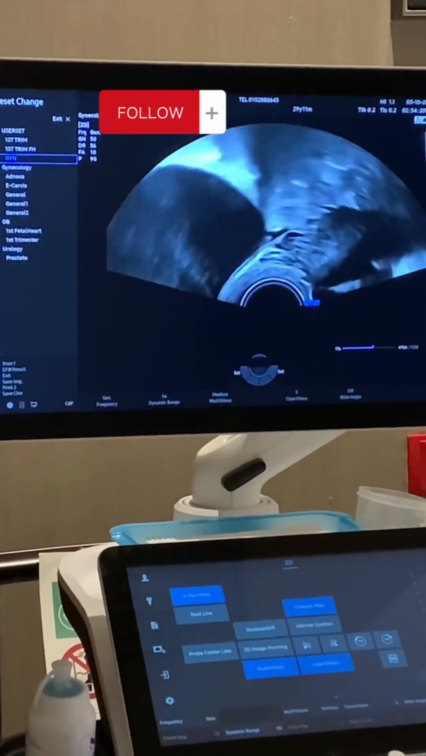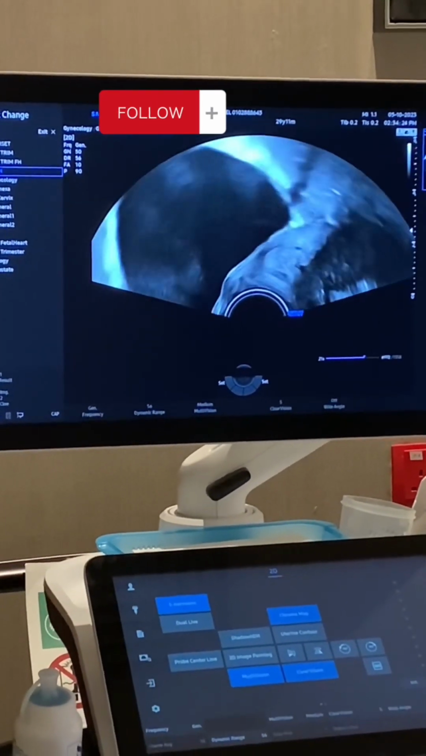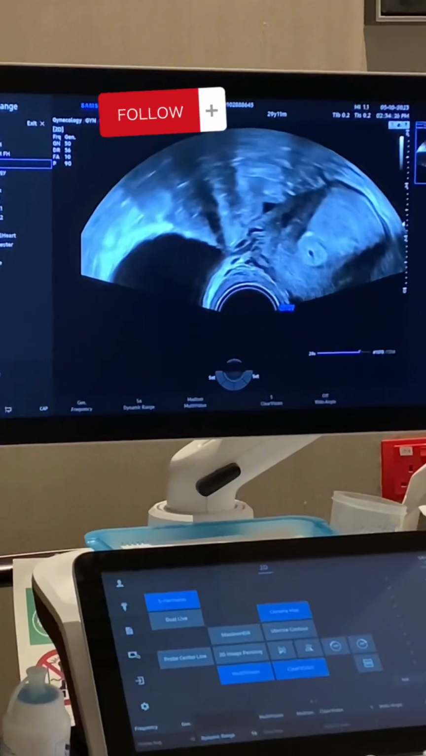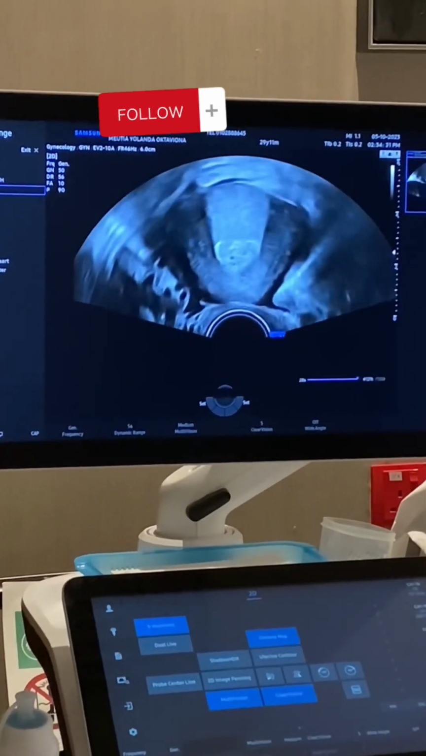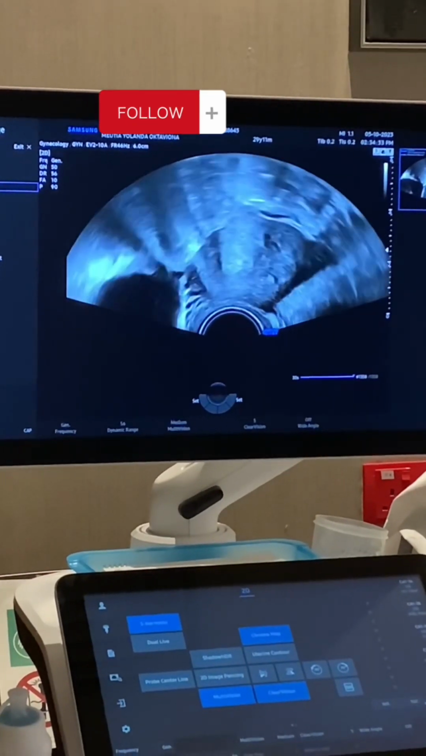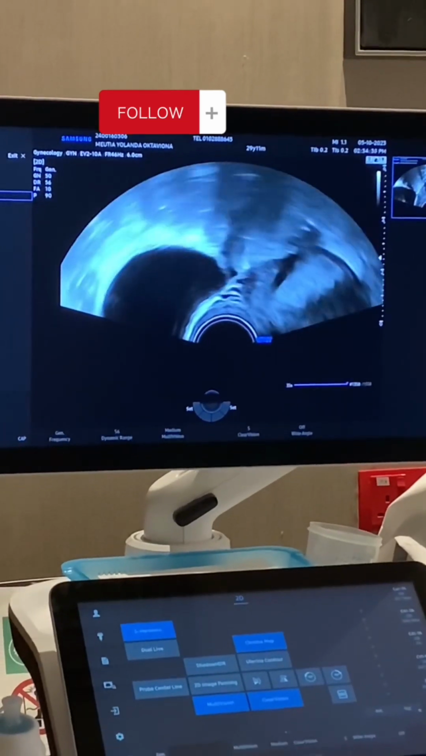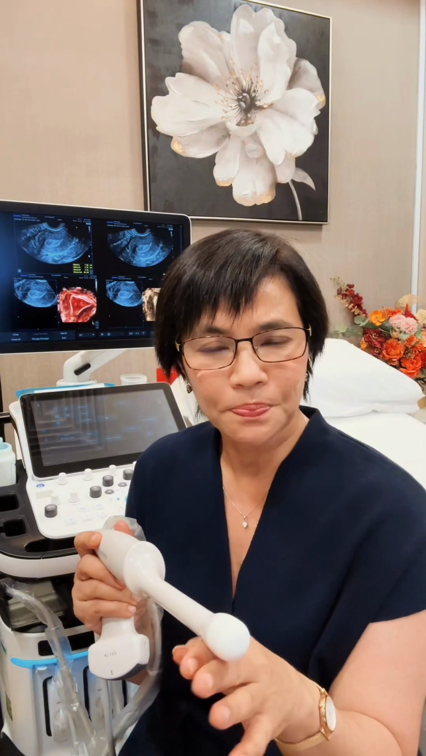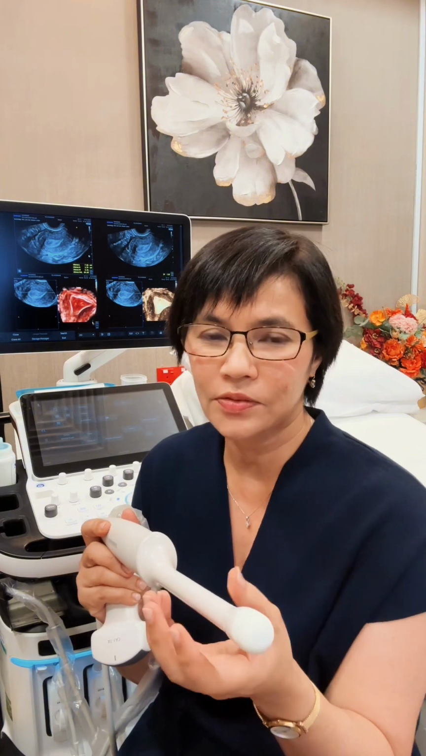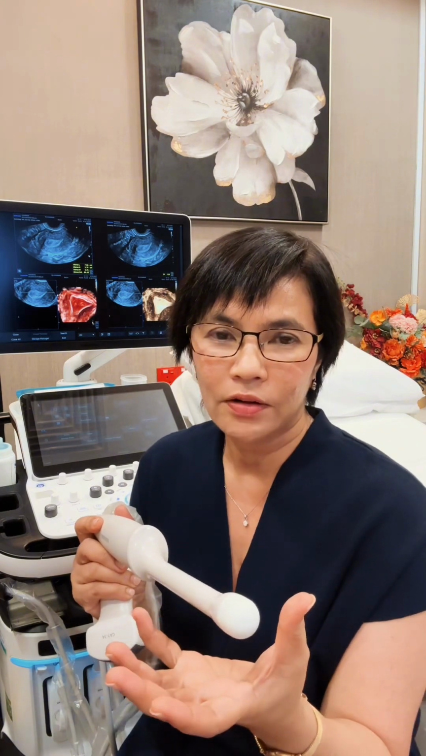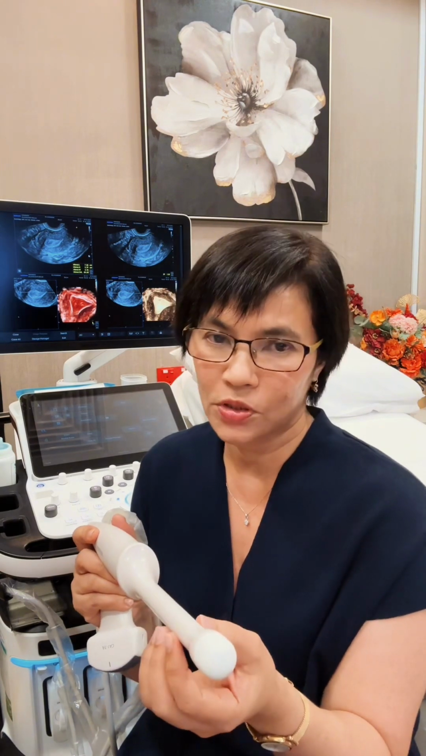And also the organs surrounding the ovary, or any reaction, whether the ovary is mobile or sticking to the uterus, or whether you have deep endometriosis where the uterus is actually retroverted. We can see the bowel, whether it is attached to the uterus or not. We can also see around the uterus if there is any scarring or nodule that forms from endometriosis.